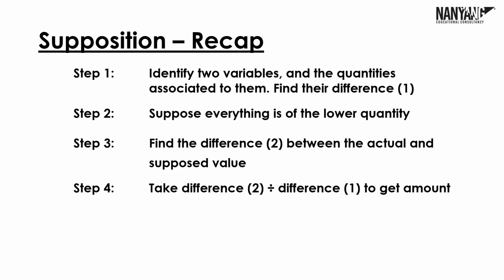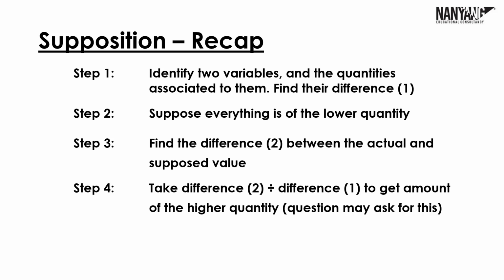Then we take difference 2 divided by difference 1, and we get the amount of the higher quantity. Now the question may ask for this. If it's as such, then this will be our answer. But if it's like question 1, then we just need to take the total minus our higher quantity to get the lower quantity. That way we solve the question.